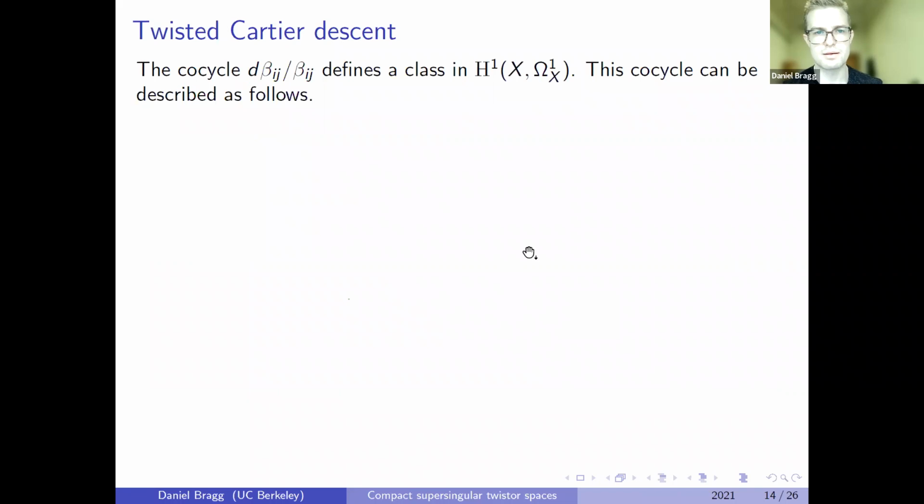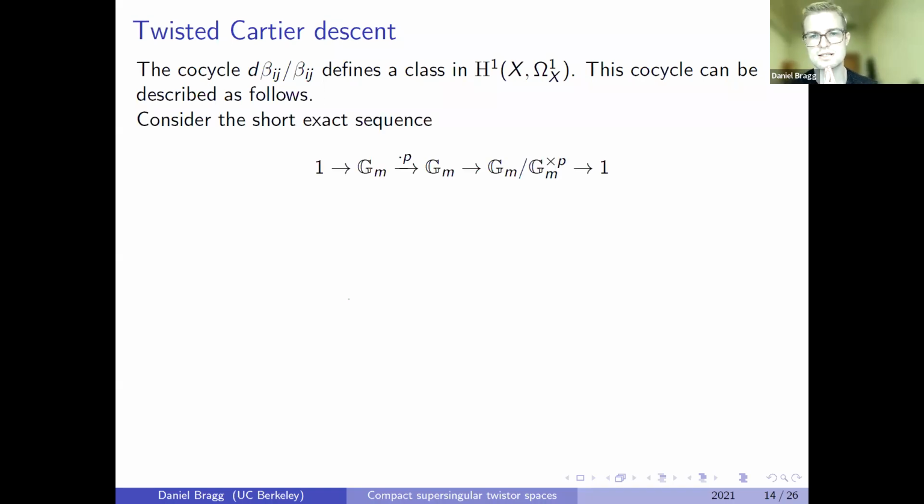Let me say something about this cocycle d beta ij over beta ij that showed up. This is a class in H1 of omega 1, and you can describe this class directly in terms of alpha as follows. There's a short exact sequence like this, multiplication by p on Gm. And notice here this multiplication by p is injective on Gm if we're in characteristic p and X is reduced. When you're multiplying by another number, you'd have some kernel like mu n, but here, at least as a sequence of étale sheaves, multiplication by p is injective.